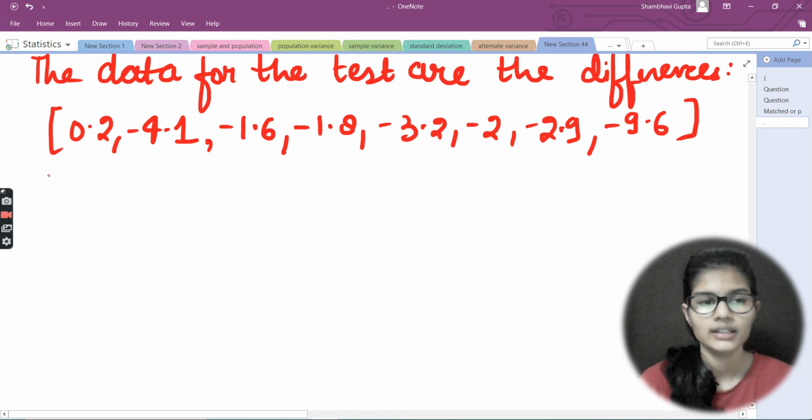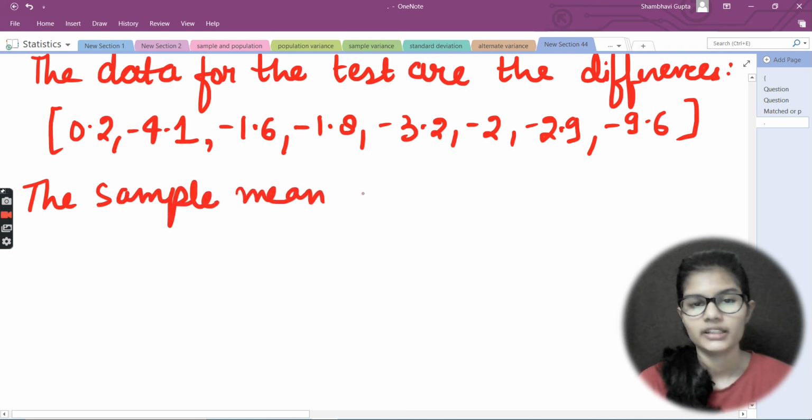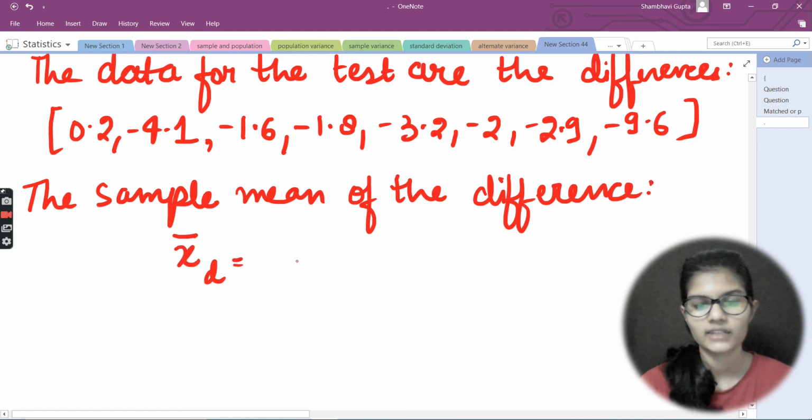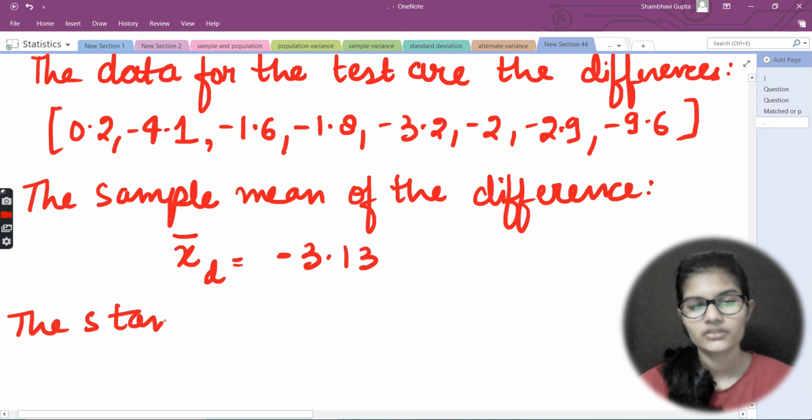Find out the sample mean. What is the sample mean of the difference? It is represented by x bar d, and you can calculate it, and it would come as 3.13.